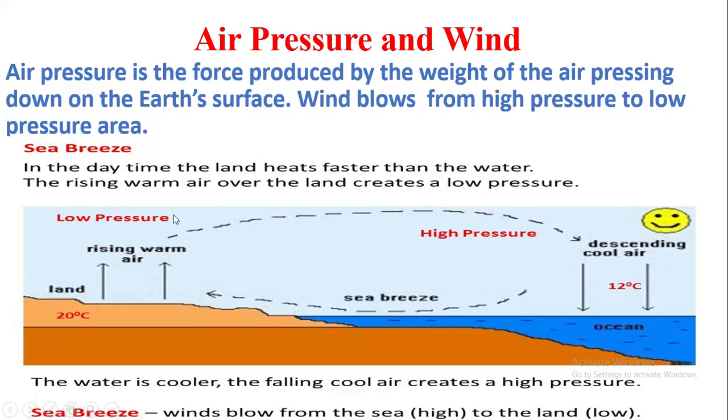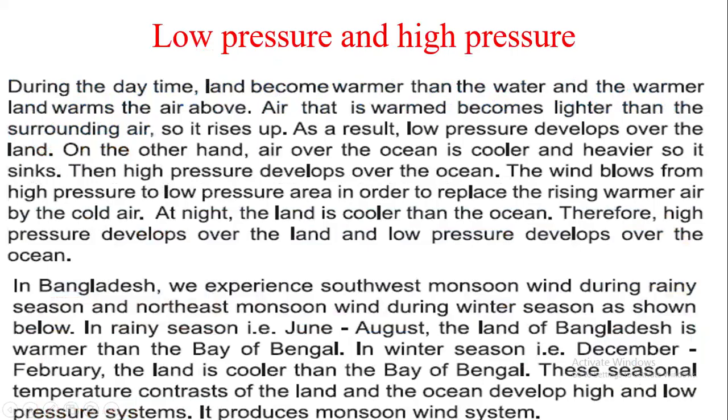In daytime, the land heats faster than the water. The rising warm air over the land creates low pressure, and when the water is cooler, the falling cool air creates high pressure. So dear student, what is low pressure and high pressure? During the daytime, land becomes warmer than the water, and the warmer land warms the air above. Air that is warm becomes lighter than the surrounding air, so it rises up. As a result, low pressure develops over the land.